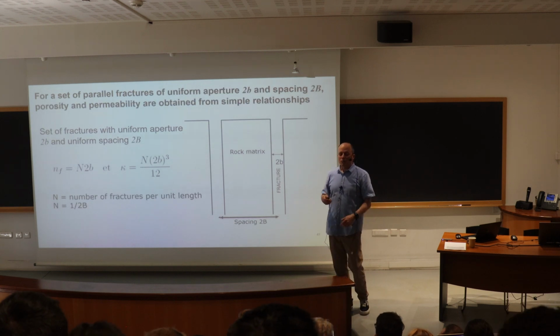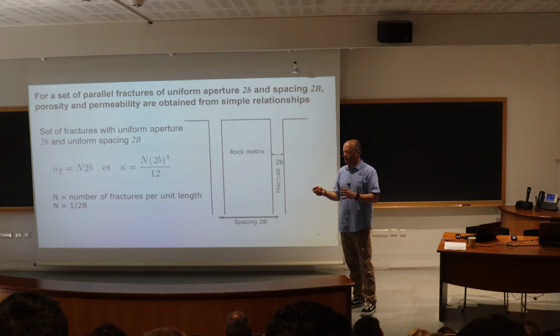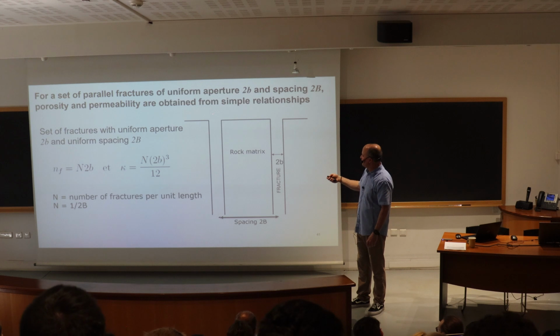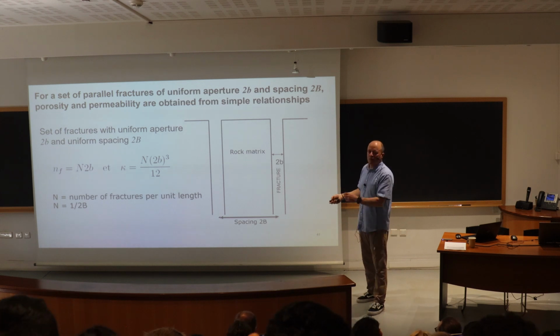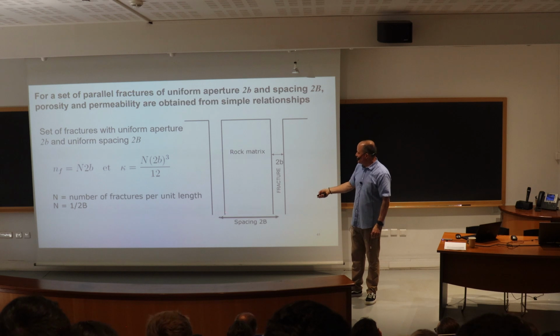Relationships have been developed for networks of fractures. Again, these are used for the upscaling as well. A simple one is a set of parallel fractures. All fractures have uniform opening 2b. The spacing is uniform from center to center.